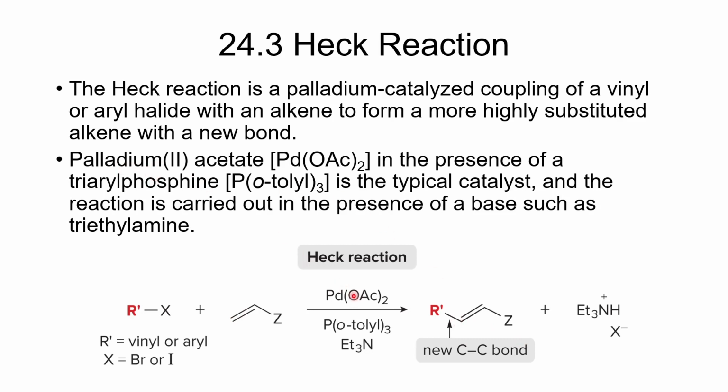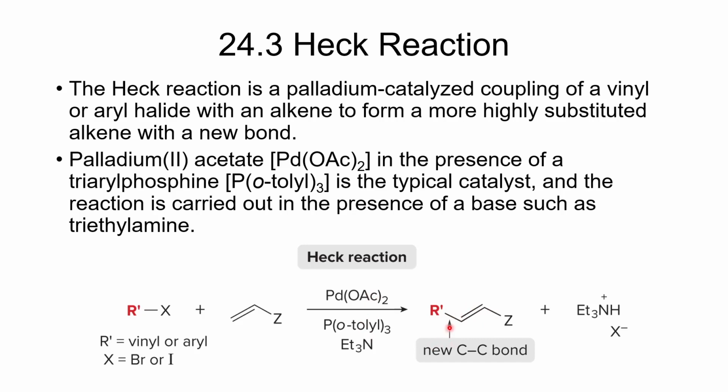So our catalyst is palladium(II) acetate, which is this, and we use triphenylphosphine. This particular one is the tri-ortho-tolylphosphine, the one that has those methyl groups in there, but that's our typical catalyst. And then we carry it out in the presence of a base; triethylamine is a typical base. We do need to use a stoichiometric quantity of that triethylamine, but the other stuff we can use as a catalytic amount.